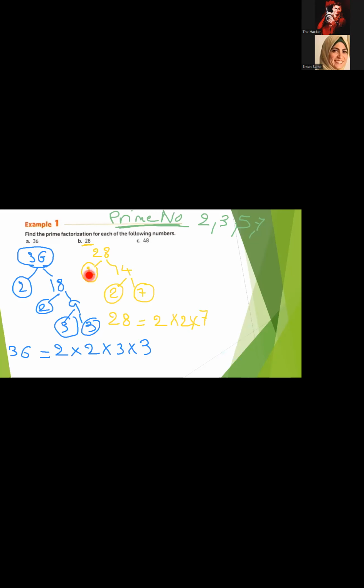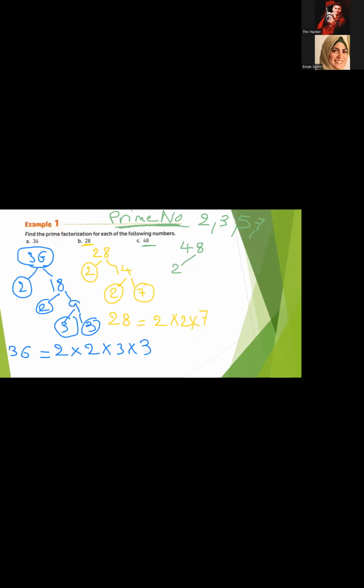2 times 2 times 7 gives us 28. That's my prime factorization line. Let's move to the last question. Factorizing 48. We will write 48 and start factorizing it.